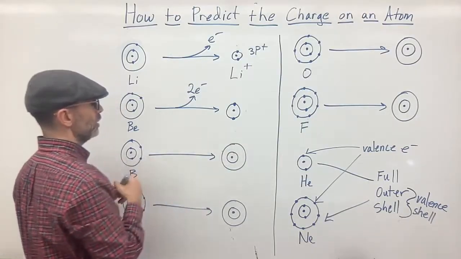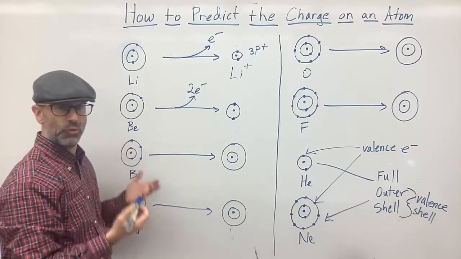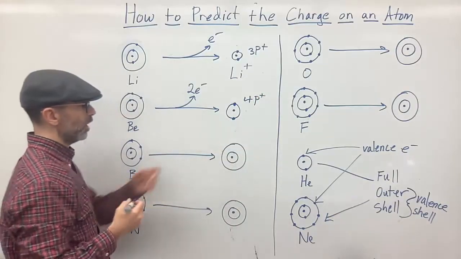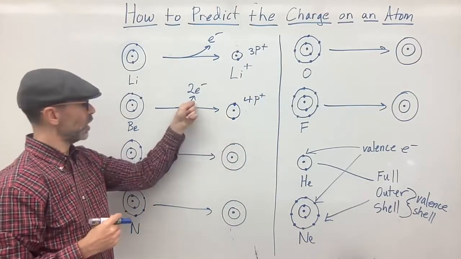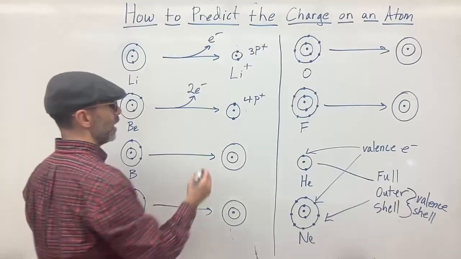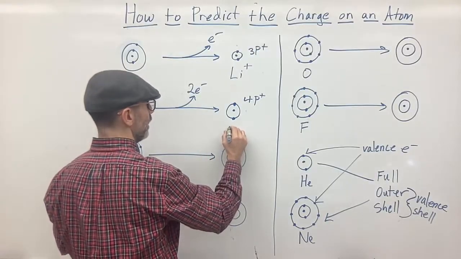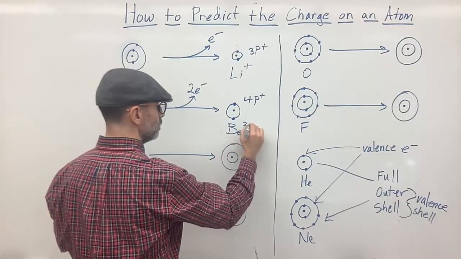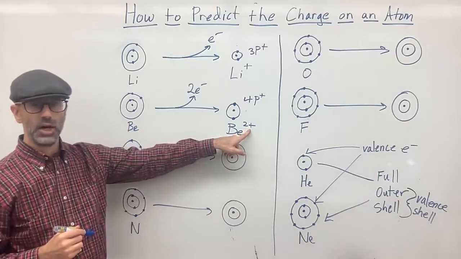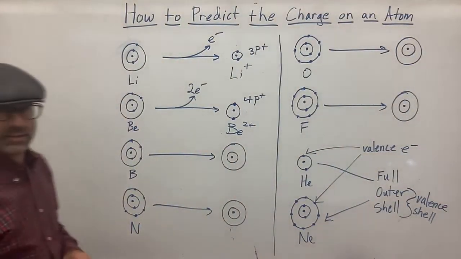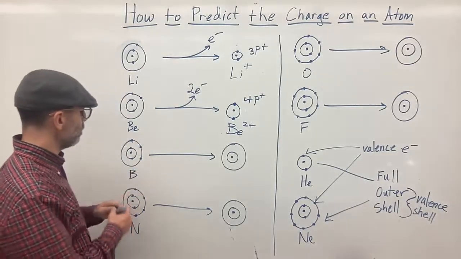Here we have 2 electrons, but beryllium has an atomic number of 4. That means it has 4 protons, so we'll have 4p plus. But it only has 2 electrons because it lost 2 electrons to be stable like helium, a noble gas. And so now the charge on that has to be a 2 plus charge. Okay? So far, so good. Sorry about that. So what about boron?